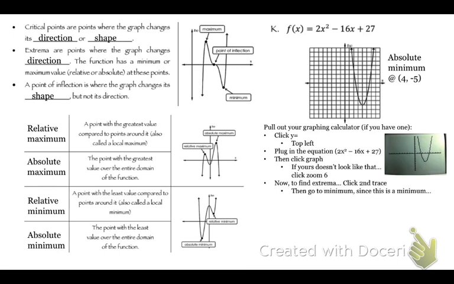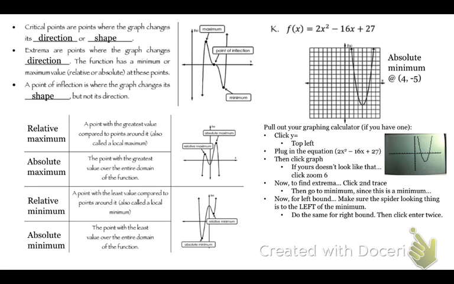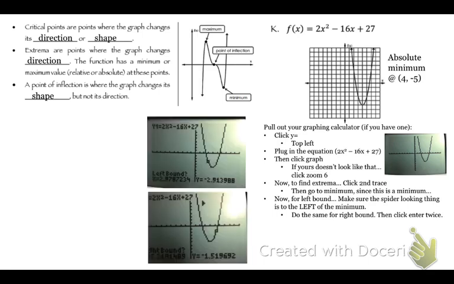And then we're going to find the extrema. So say that you couldn't really tell, like, oh, that's 4, -5. You could pull up your graph. Okay. So to find the extrema, you're going to click second trace and then go to minimum since this is a minimum. Okay. Now it's going to bring up like this little spider guy. For the left bound, you can see it right here. So you want it on the left of the low point. Here's our low point, we want it on the left of it. And then you're going to put enter.